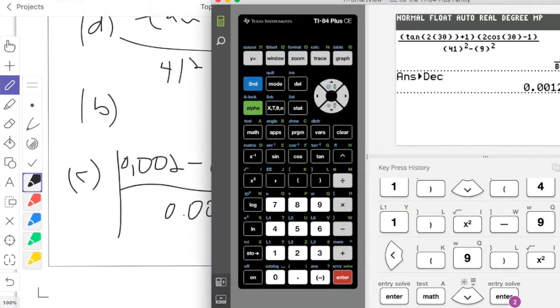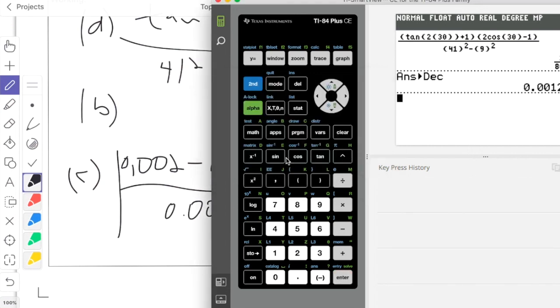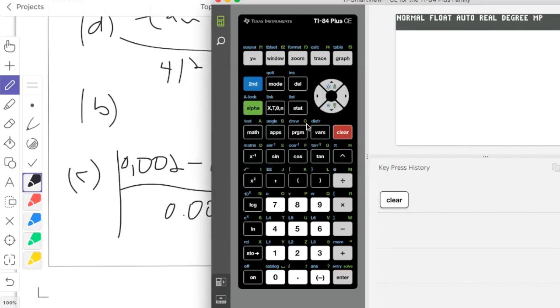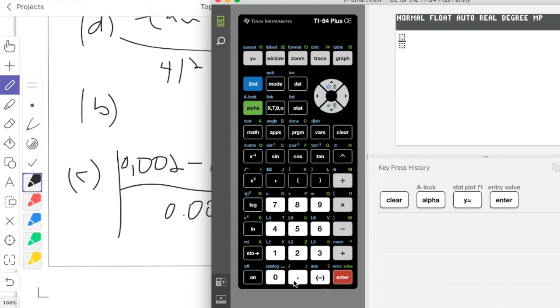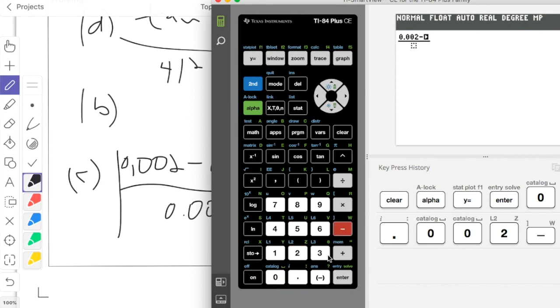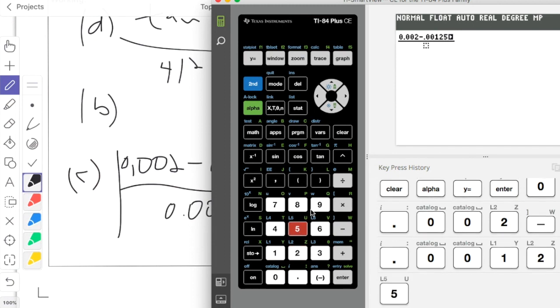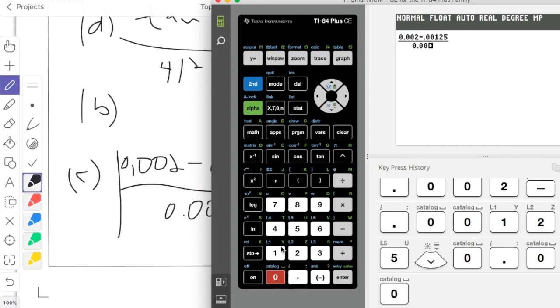Okay, let's go back and do the trick again. Set it up for a fraction, alpha, y equals, enter. And then I can do 0.002 minus 0.00125 divided by 0.00125. Okay, and then I'm going to multiply that times 100%.